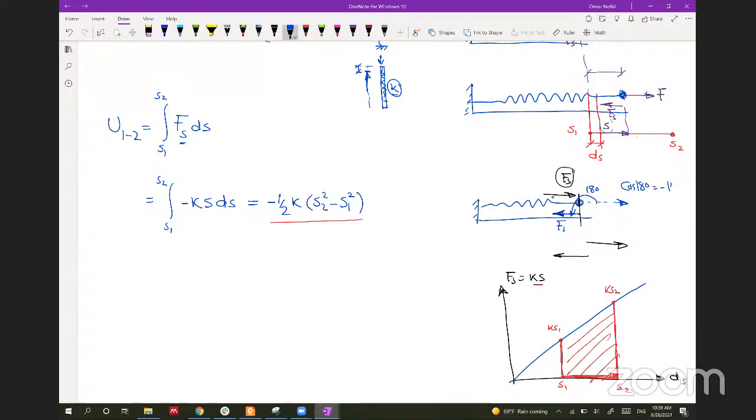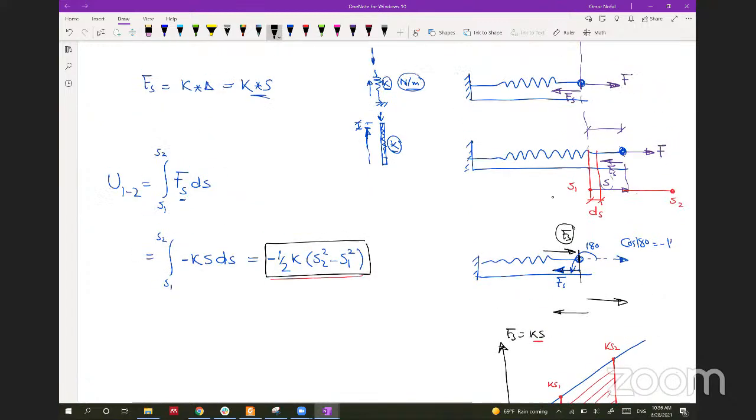Does anybody have any questions so far on the spring? If you are given a spring in the problem, you will need to substitute with this, or I can prove it to you, how we get this value.